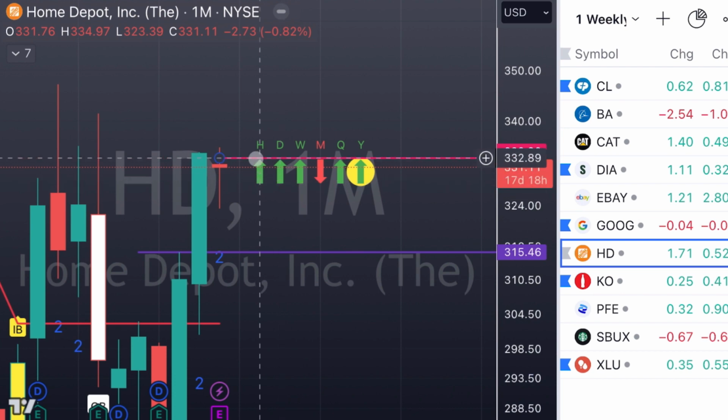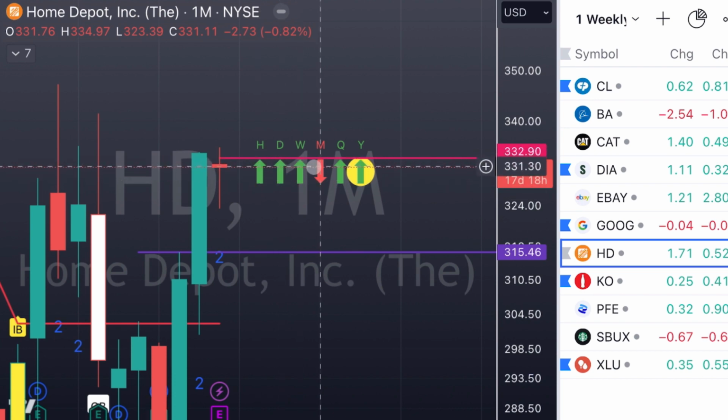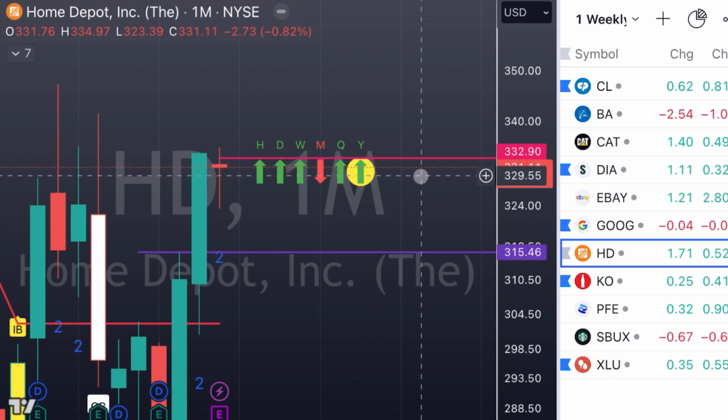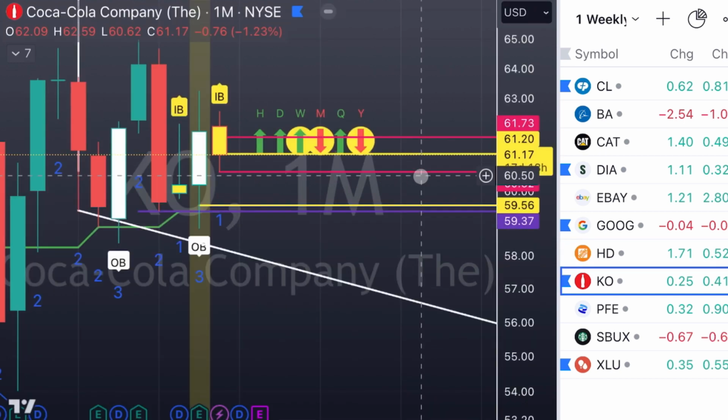So the H represents the hourly, the D is the daily, W weekly, M monthly, Q quarterly, Y yearly, and the arrows just tell you which direction it is currently. So it's green currently, it's got a green candle, green candle, green candle, red on the month, but barely, green on the quarterly, green on the yearly. Move on to Home Depot.